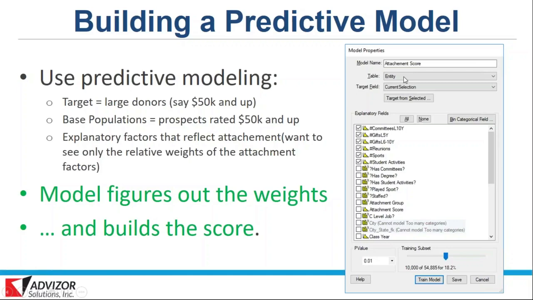You model the entity table. In this case, it's a set membership model, which is called a classification model. You just click target selected.